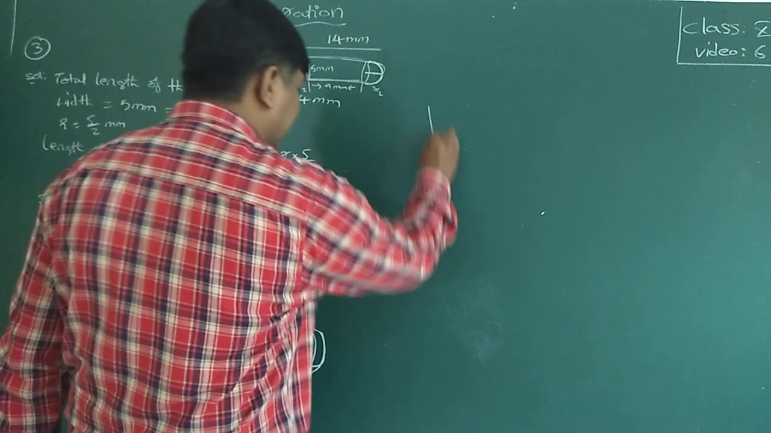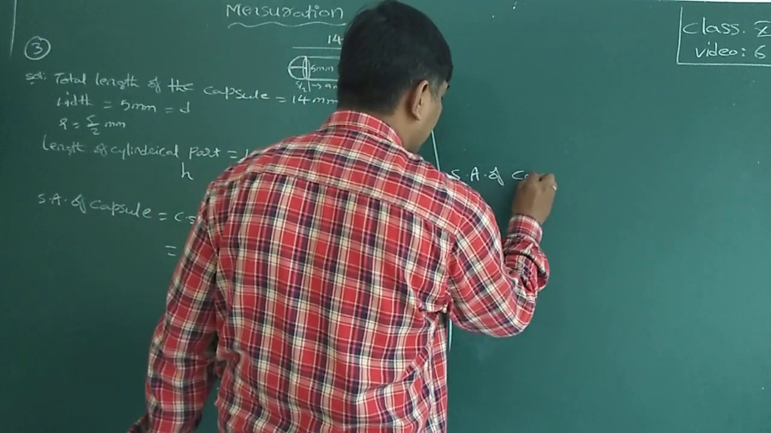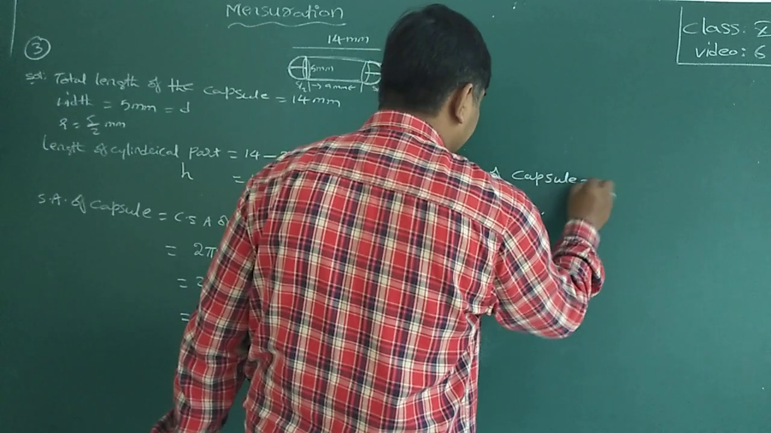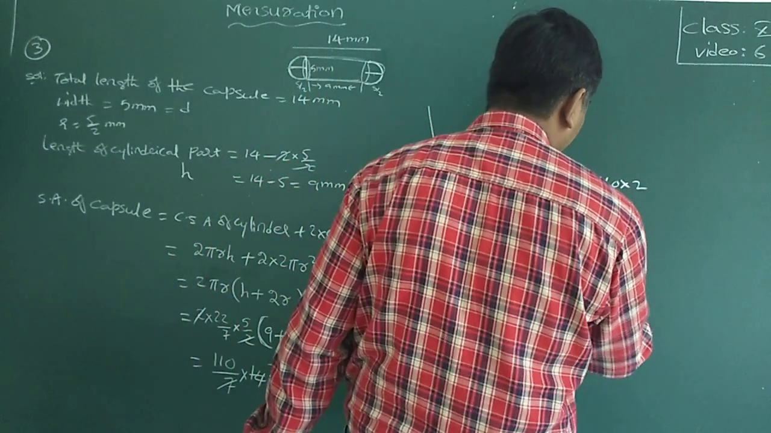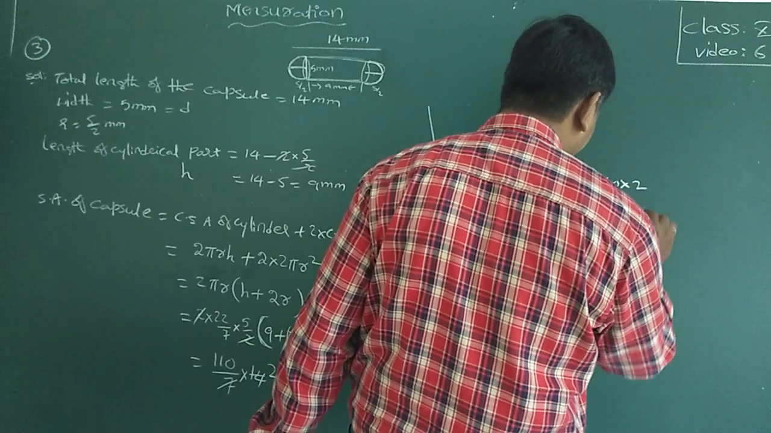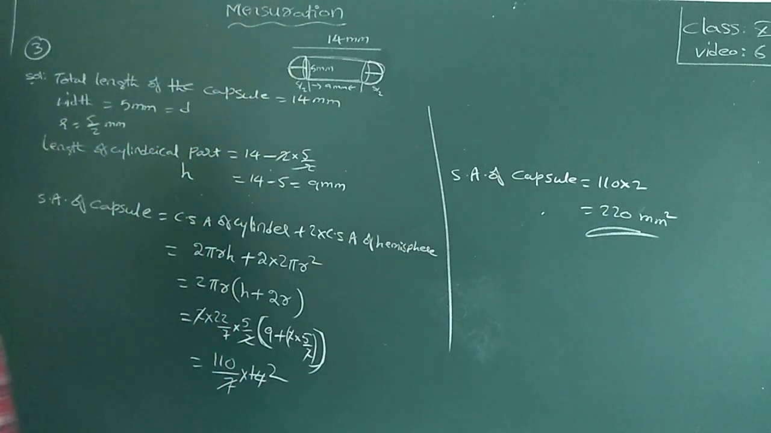Now the surface area of the capsule is equal to 110 into 2, that is equal to 220 millimeters square. Please check the answer. Check the calculation.